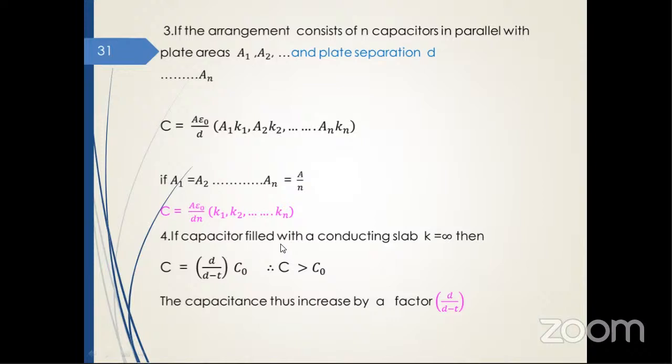And if the capacitor is filled with a conducting slab, that is K tends to infinity, then this T divided by K is equal to zero. And so the factor remaining in our equation is only D divided by D minus T, times C naught, and therefore C is greater than C naught. The capacitance thus increases by a factor D divided by D minus T. In this way, we see the special cases when we add the dielectric in the given plates.